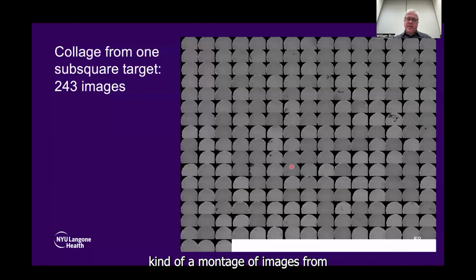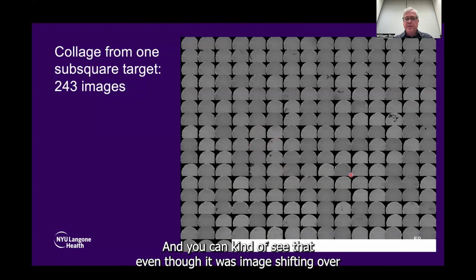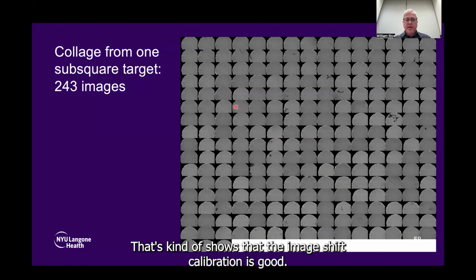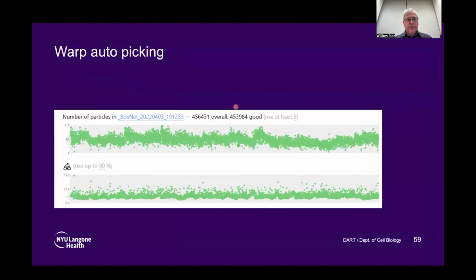And so this is a montage of images from one whole target, and you can see that even though it was image shifting over that entire area, it was very consistent in its targeting, and that's what you want to see. That shows that the image shift calibration is good.